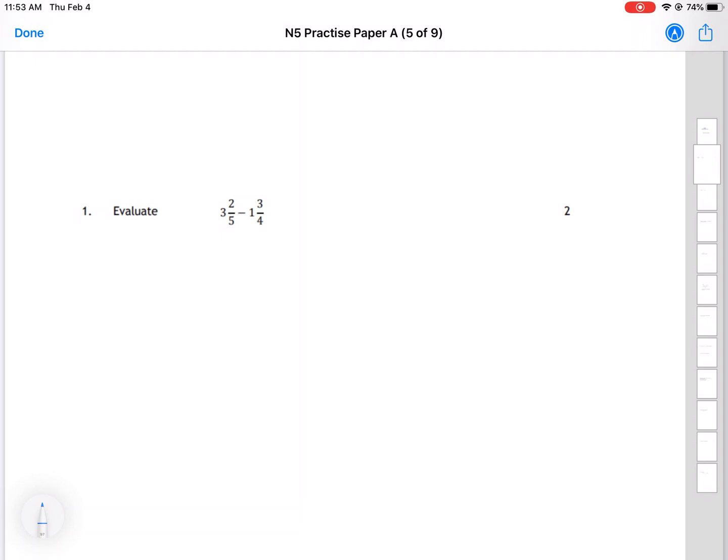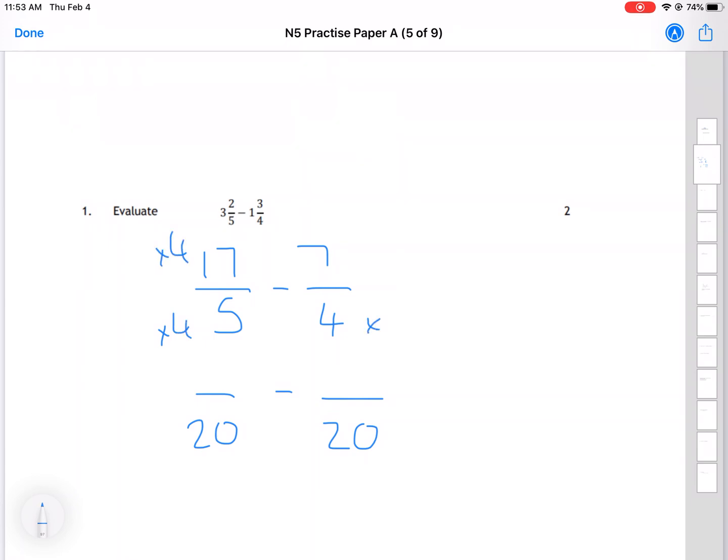So 3 and 2/5 gives us 17/5. Subtract from that 7/4. We are going to have to create the same denominator, so 20 as our common denominator here, times the first fraction by 4 and the second fraction by 5.